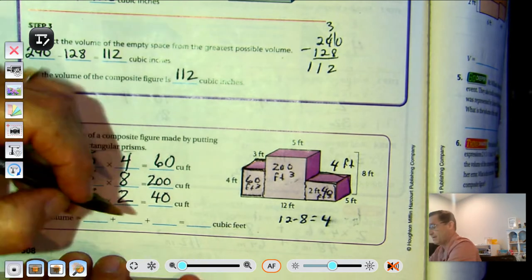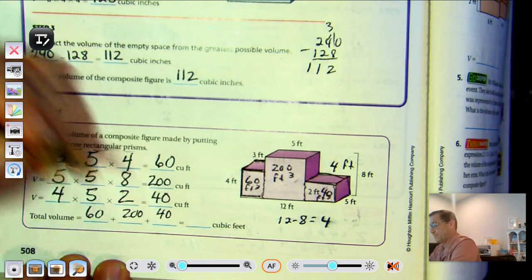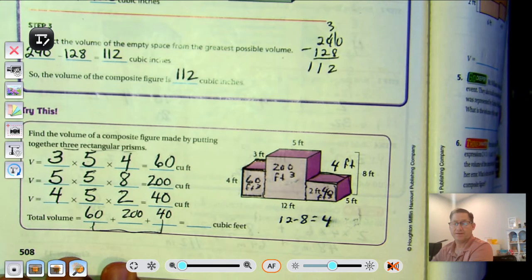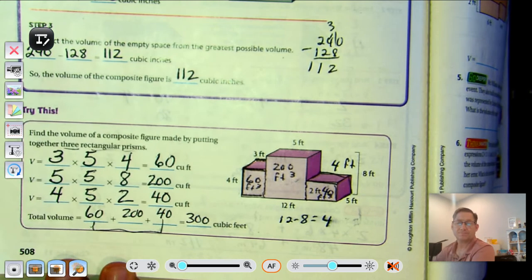So all we have to do now is add them up. 60 plus 200 plus 40. Well, I would combine 60 and 40, because that would be 100. And 100 plus 200 is 300.